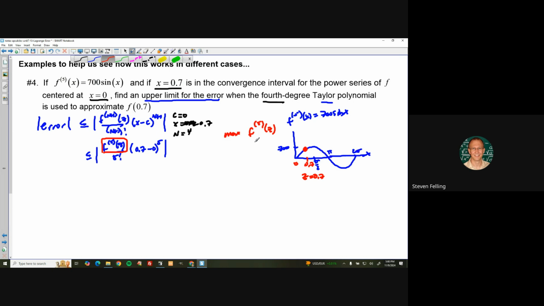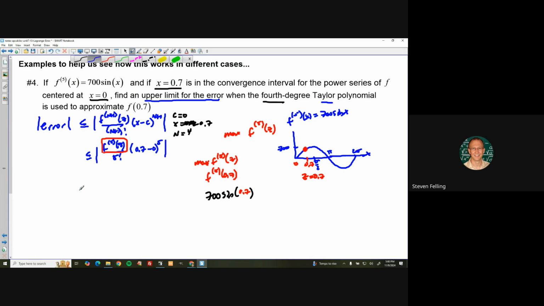So when we evaluate this function, we're going to evaluate it at 0.7. So the maximum for the fifth derivative at z, we're going to say is the fifth derivative at 0.7. And since they gave me a function for that, it is 700 times the sine of x. It's 700 times the sine of 0.7. Right? We can plug that in a calculator, but I'm just going to plug it in here.